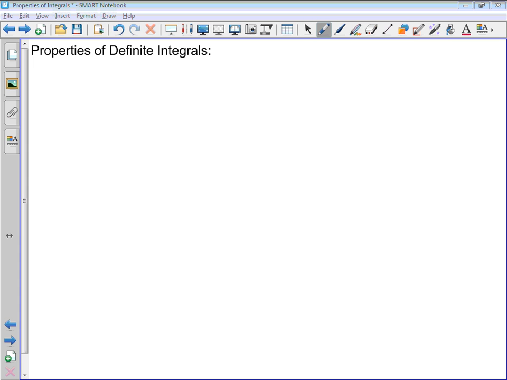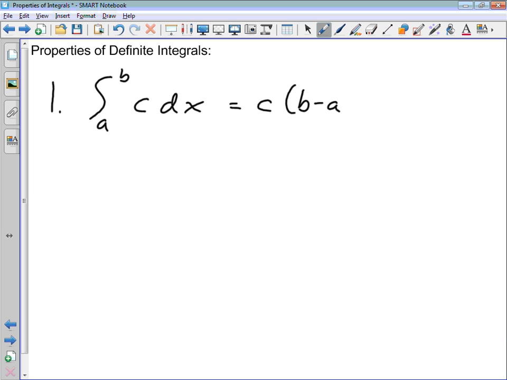So the first one is, what if you have an integral from a to b of a constant and you're integrating over x? Well, if you're integrating over a constant, this integral is just going to be the value of the constant times b minus a.